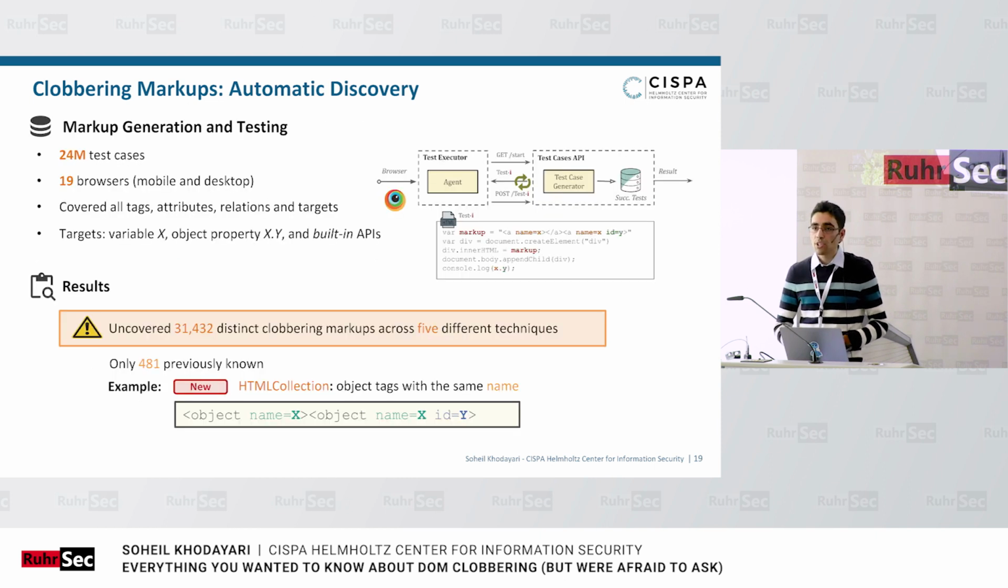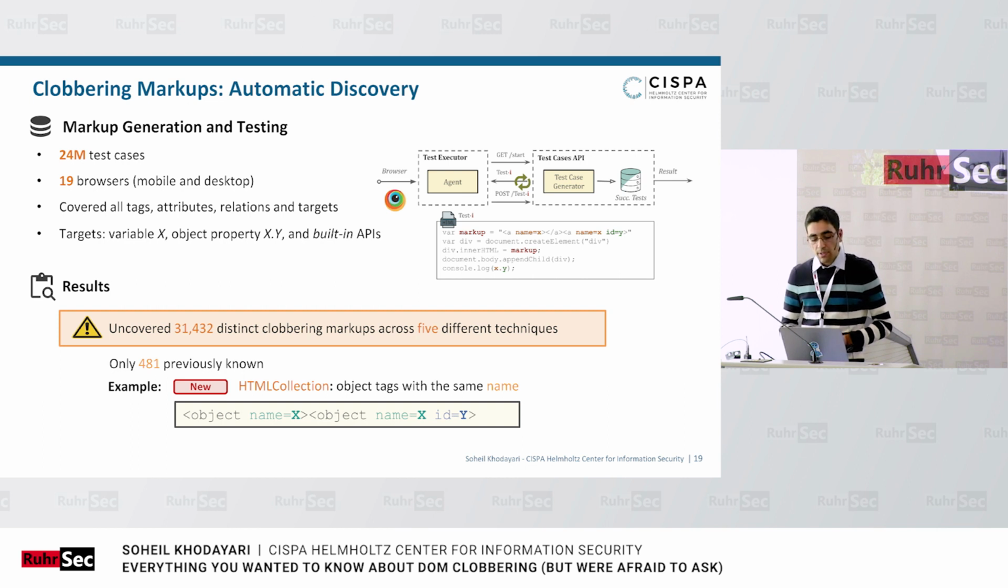So in total, we generated 24 million test cases, and we tested them in 19 different browsers, and the results were alarming. We discovered over 31.4K distinct DOM clobbering markups that work across 5 different techniques. And of these, only 481 were previously known.